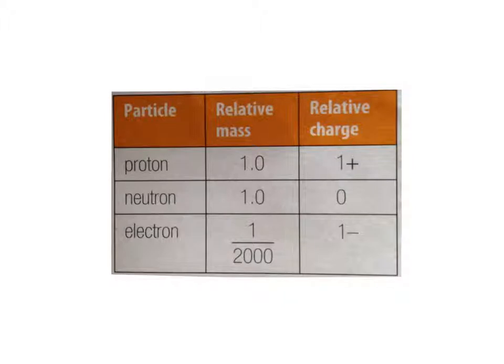This table from the OCR AS textbook shows the relative mass and charge of a proton, neutron and electron. Protons have a positive charge, electrons have a negative charge, that we already know. An atom has the same number of protons as electrons, so an atom is electrically neutral. A proton has virtually the same mass as a neutron, and protons and neutrons make up almost all of the atom's mass.